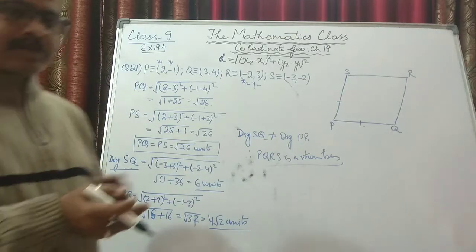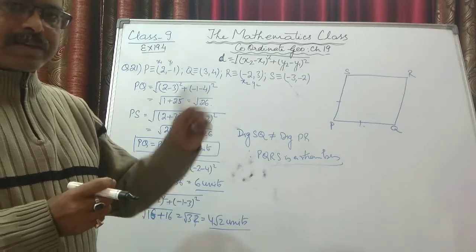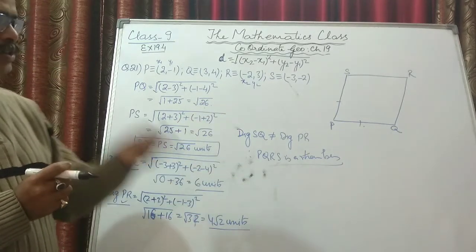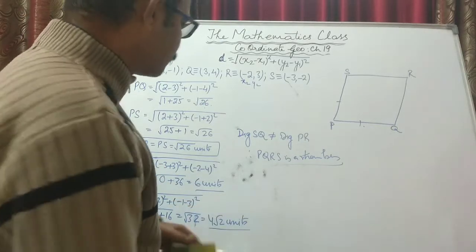But since the length of the diagonals is not equal, it means this is a rhombus, because it is a quadrilateral whose adjacent sides are equal. That is one thing that we have proved. And second, diagonals are not equal, therefore it is a rhombus. Now the next thing they say, find the area of the rhombus.